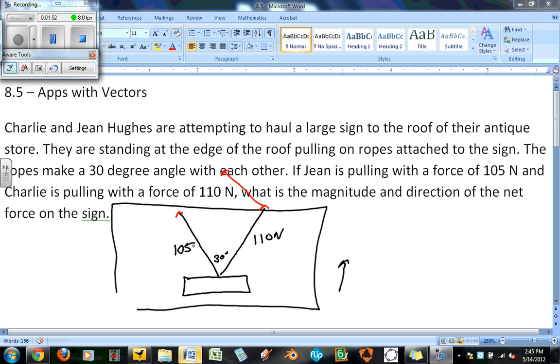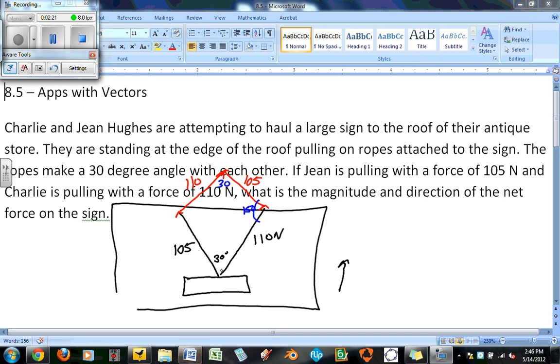So that would mean that this has a magnitude of 105, and I'll go ahead and draw this parallelogram, and that means this has a magnitude of 110 newtons. Okay? From properties of parallelograms, we should know the rest of our angles. We know that opposite angles are equal. So this angle over here is also 30 degrees, and we should know that consecutive angles are supplementary. So this angle right here should be 150 degrees.